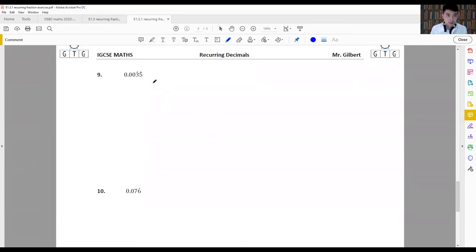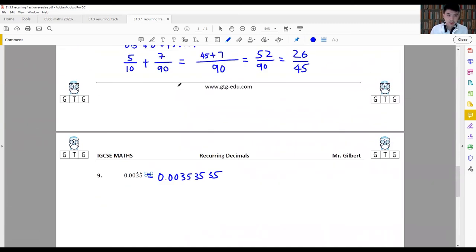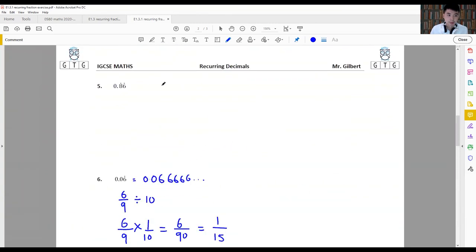2 more examples. Now, look at what we have here. 0.0035 recurring 35. So this is actually 0.00353535. We can use a similar method as we did above, or we can break it apart. But I think we'll just use the similar method from up above here. Okay.